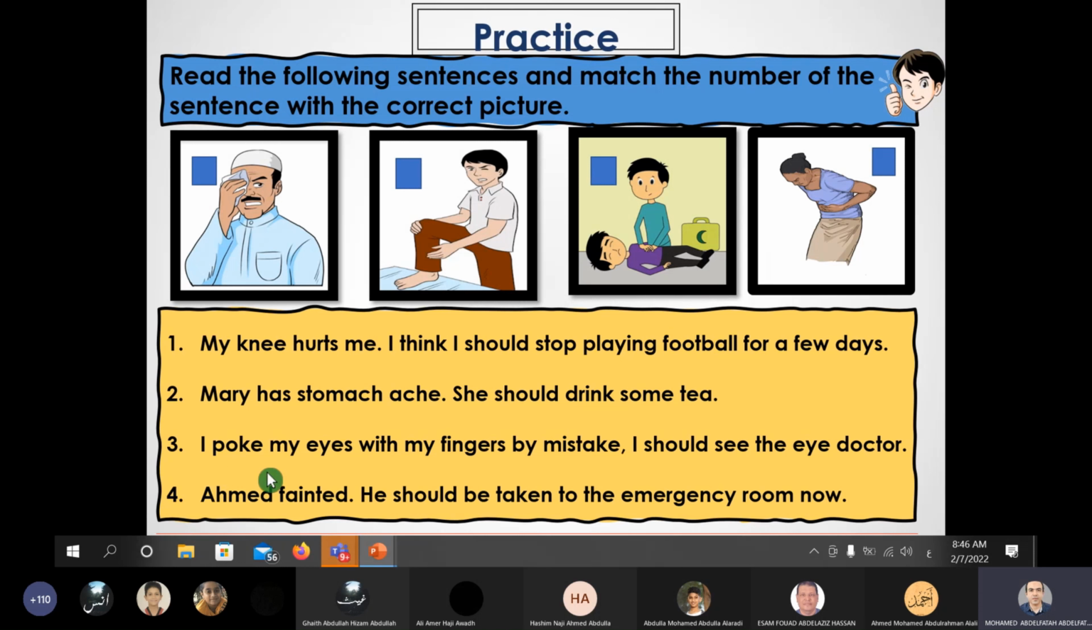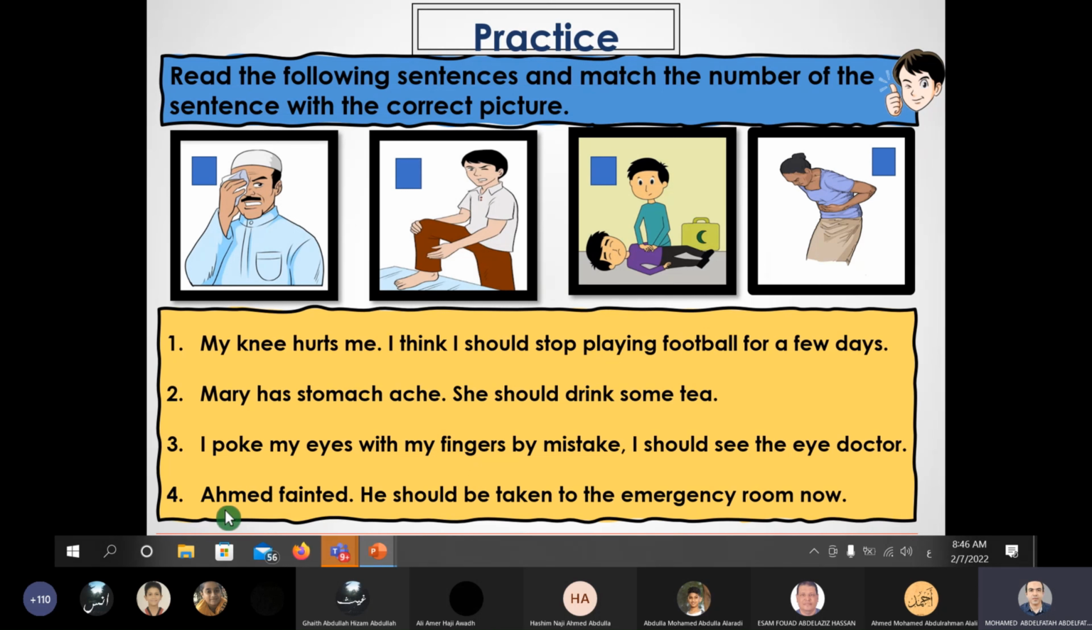3, I poke my eyes with my fingers by mistake. I should see the eye doctor. Or I think the eye doctor is called ophthalmologist. Okay, not sure about that, but I think the eye doctor is called ophthalmologist. Okay, let's check it after the lesson, inshallah.